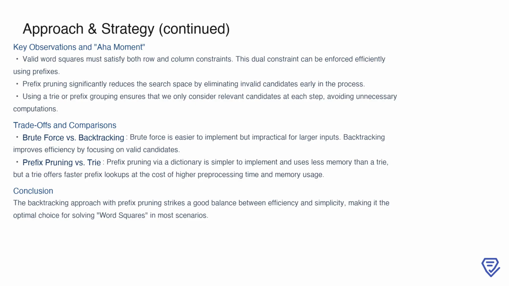Comparing the different approaches, brute force is straightforward but not scalable for larger inputs. Backtracking with prefix pruning is a more efficient solution, especially when paired with prefix optimization techniques. While using a tree offers faster prefix lookups, it comes with higher pre-processing and memory costs. Ultimately, backtracking with prefix pruning provides a good balance between simplicity and performance, making it the optimal choice for solving the word squares problem under typical constraints.